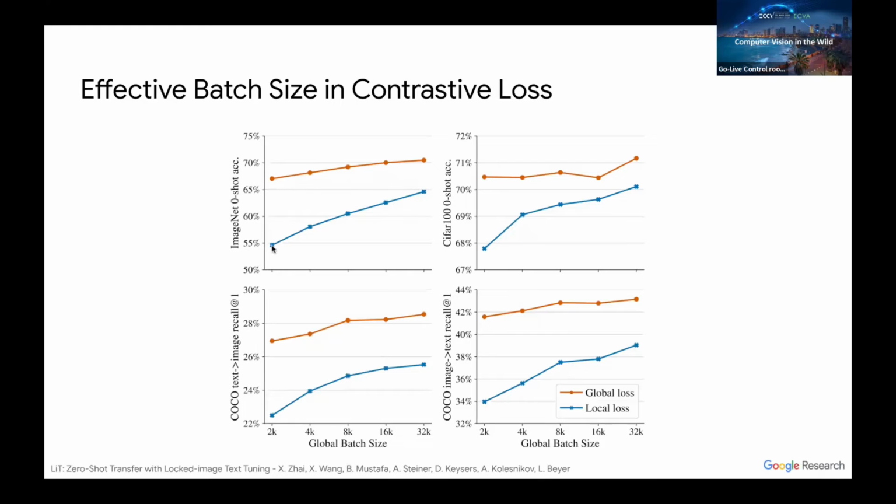And it's quite clear that using a very small global batch size leads to low quality, and going from 2K to 32K, we see a very significant boost, and this trend actually does not converge. This also hints at more headroom using even larger batch sizes.